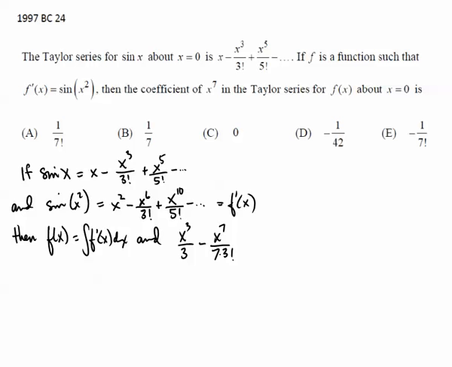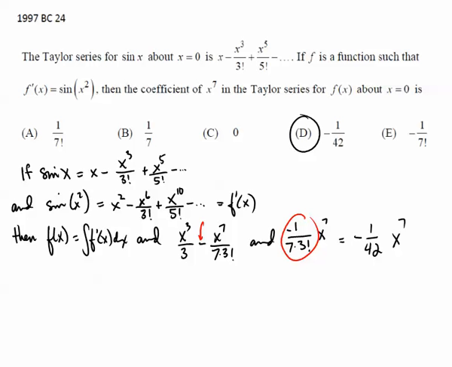So the coefficient of the x to the 7th term is just this 1 over 7 times 3 factorial. 3 factorial is 6. 1 over 7 times 6 is 1 over 42. And it happens to be negative here. So our final answer is negative 1 over 42. Of course, x to the 7th, and we're just looking for the coefficient. So the answer there would be D.